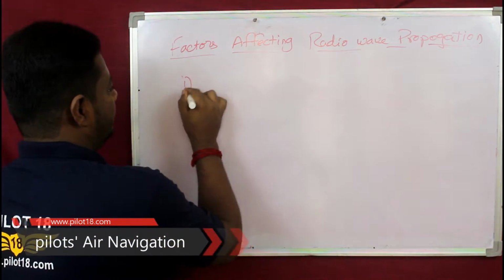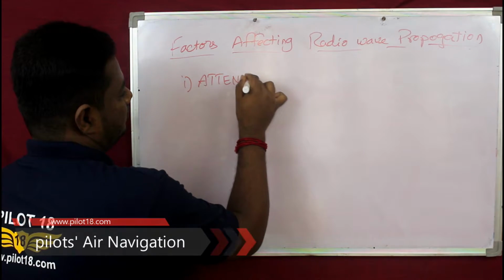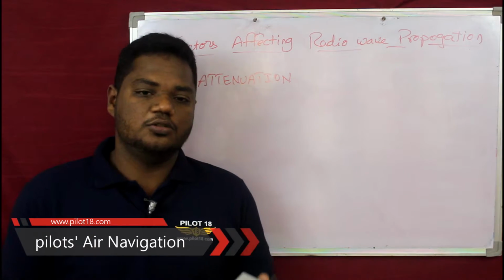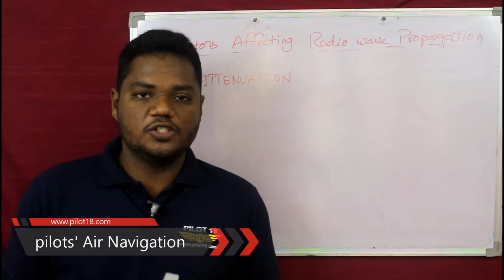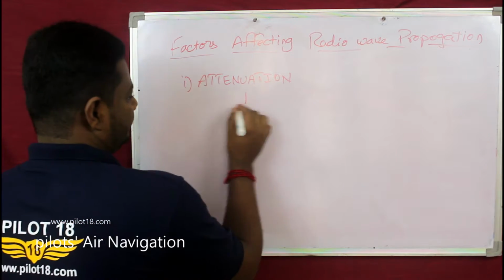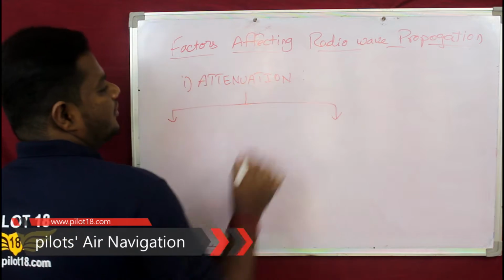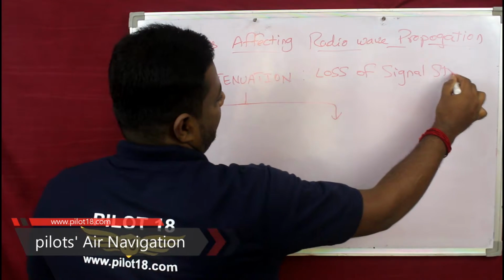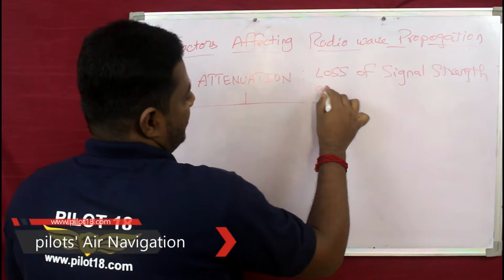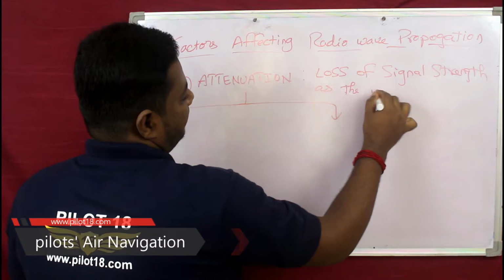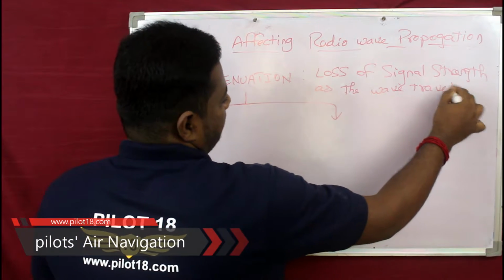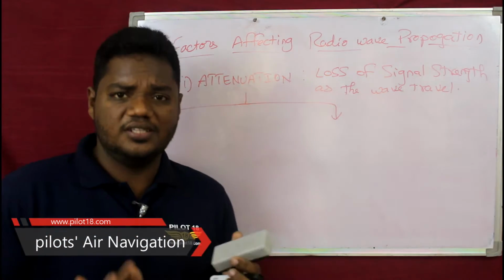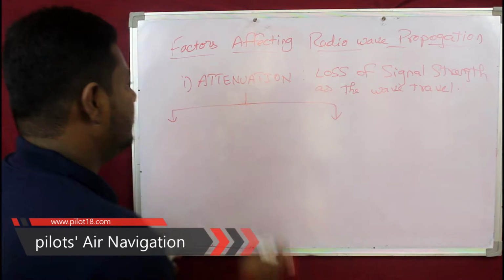Number 1, attenuation. Attenuation is actually divided into two further, which are absorption and inverse square law. Attenuation is basically loss of signal strength as the wave travels. So we know if the radio wave travels, there will be a loss of strength in the radio wave. But why? What is the reason?